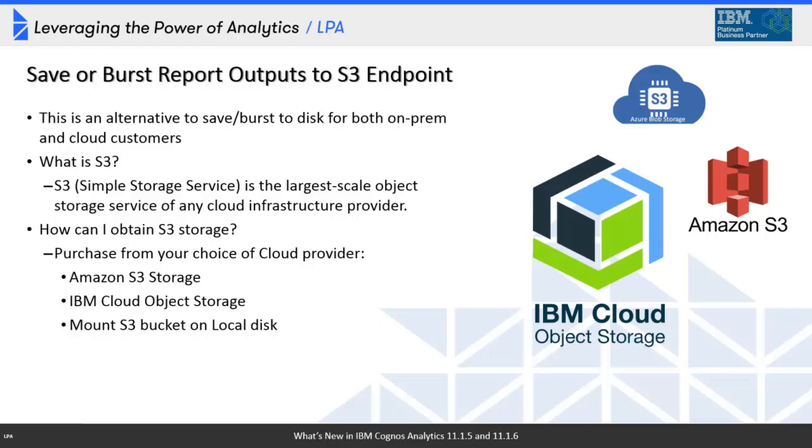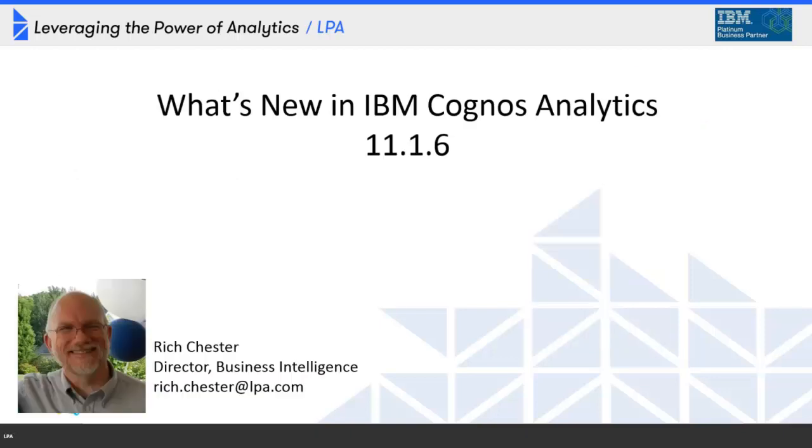such that one of the delivery options when you run a report is to save your report to your S3 endpoint, to your Amazon storage location, or to your IBM Cloud Object Storage location. So it's just another distribution method that bypasses the manual process of gathering outputs from Cognos and placing them up in your object storage location. And those are the enhancements available in Release 11.1.5. So let's take a look at the enhancements available in Release 11.1.6.